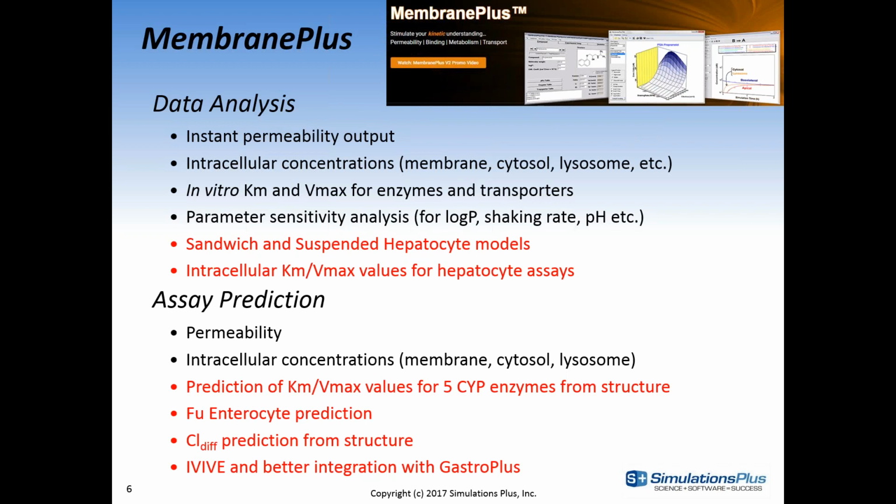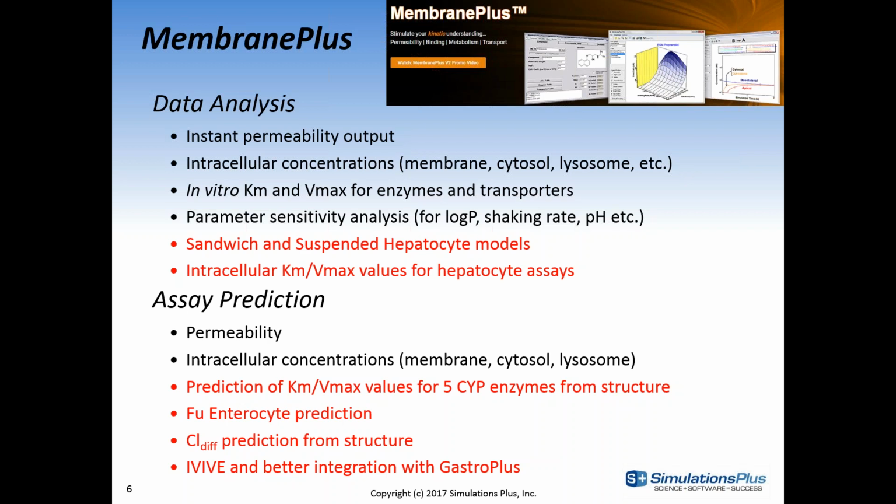And by that, I mean, take your kinetic data and extract permeability outputs from it. So, transcellular permeability, paracellular permeability, look at intracellular concentrations, whether they be the membrane concentration, cytosol, lysosome, things of that nature, the fraction unbound in the cell. Look at in vitro Km and Vmax values for enzymes and transporters, do parameter sensitivity analysis, and look at the important variables, for instance, log P, shaking rate, pH, protein binding, et cetera, in your cell-based assays.